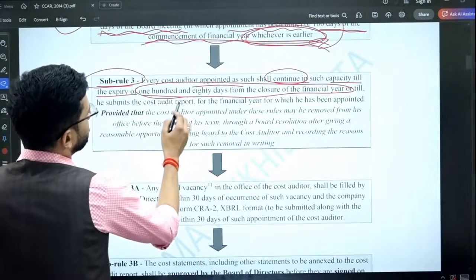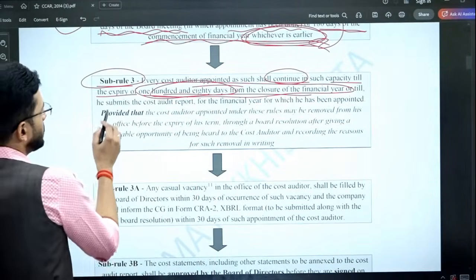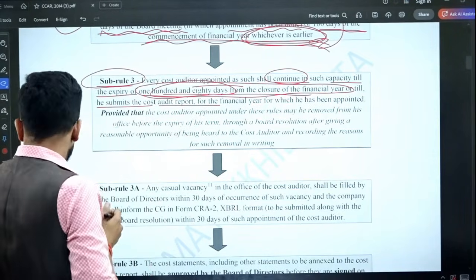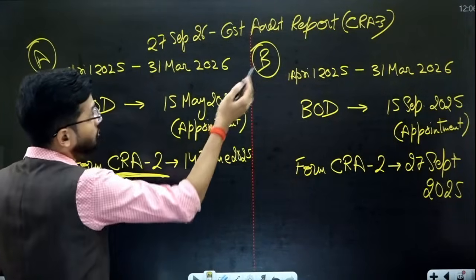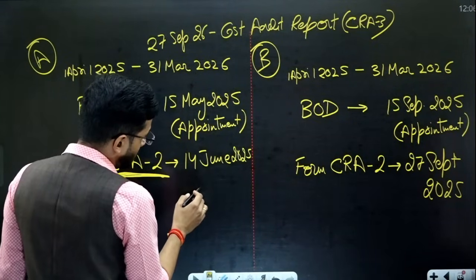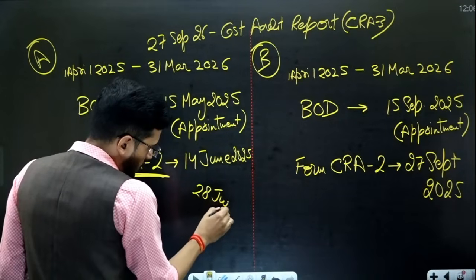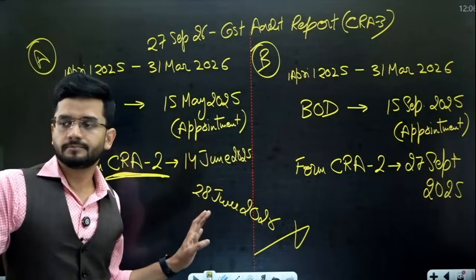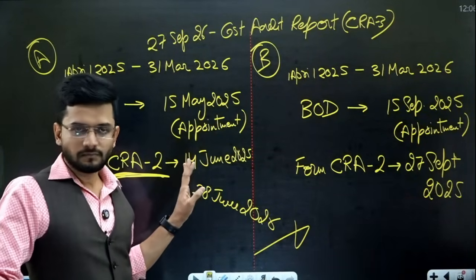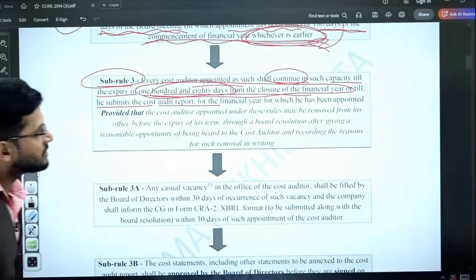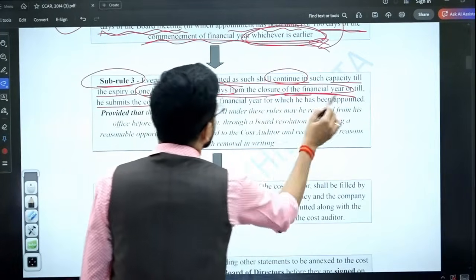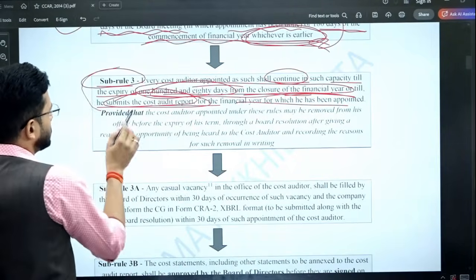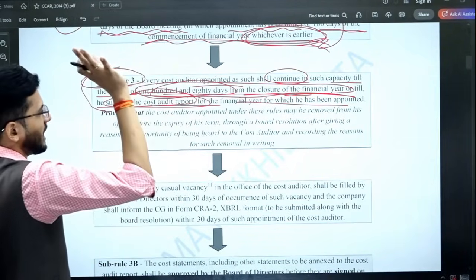So the cost audit report requires to be filed up till 180 days from the closure of the financial year, or till he submits his cost audit report, whichever is earlier. Suppose the cost auditor prepares his cost audit report not on 27 September, but on 28th June 2026, then his appointment gets terminated on that day. He is no more the auditor now. So it depends on when the auditor submits his final cost audit report. It can be 180 days from the end of the financial year, or when he submits his cost audit report for the financial year, his appointment will be cancelled.